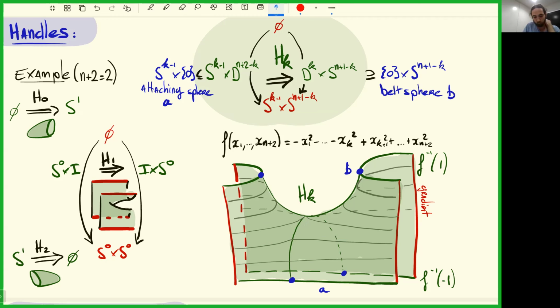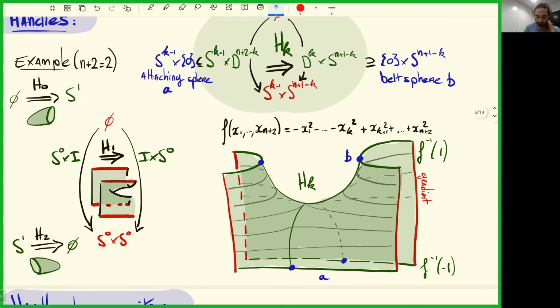Again, I've drawn some examples here in dimension n+2 equals 2, total dimension 2. The 0-handle is a half sphere, the 2-handle is the other half sphere, and the 1-handle is this saddle. Is everyone happy with handles? Cool.